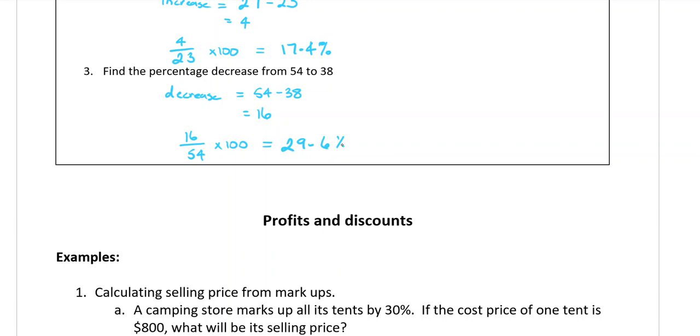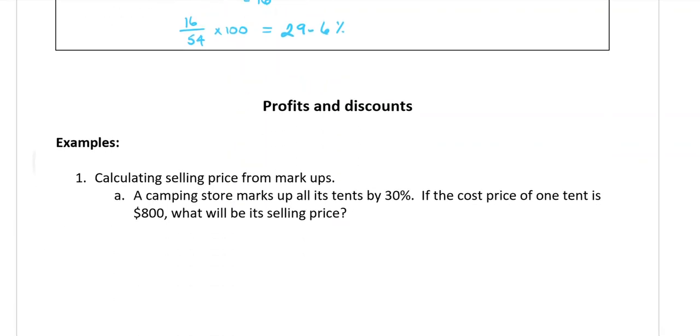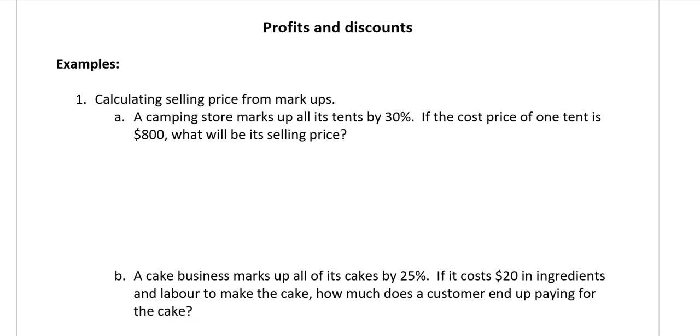All right, so on to the new work. Today we are doing profits and discounts. And there's 3 types of questions. And you'll see question 1 is the same type, question 2 is the next type, and question 3 is the third type.